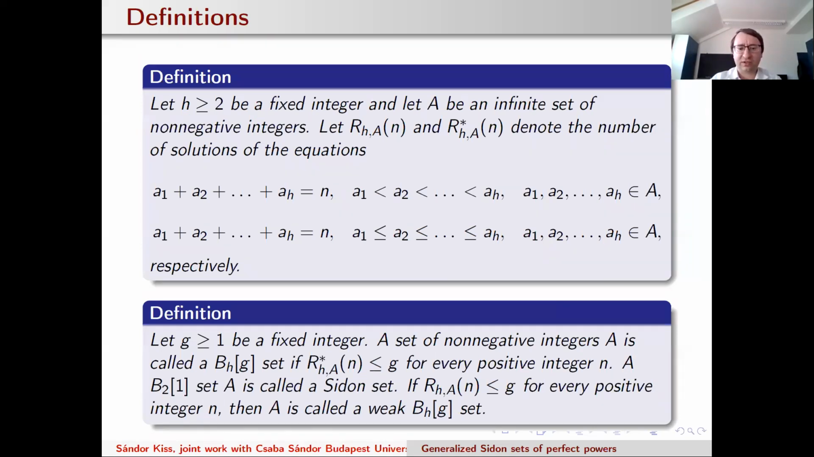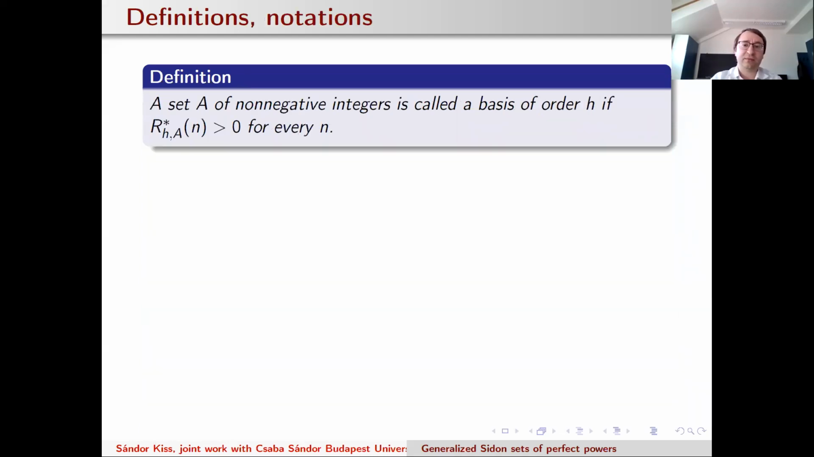We will also talk about a weak B_h[g] set, which means that the other representation function is at most g for every positive integer n. And finally, I would like to define the basis of order h. A set of non-negative integers is a basis of order h if every positive integer n can be represented as a sum of h terms from A, where repetitions are allowed as well.